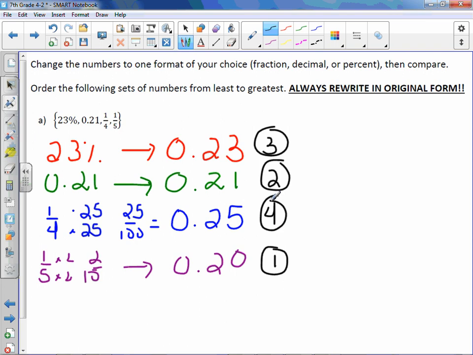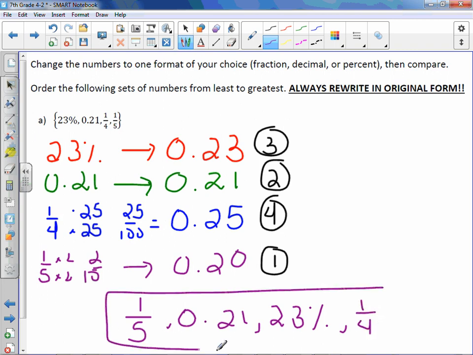But the key is to write them in the original form. So our first number is 1/5. Here's number 1, go all the way to the left. Number 2 is 0.21. Number 3 is 23%. And number 4 is 1/4. So these are our numbers from least to greatest.